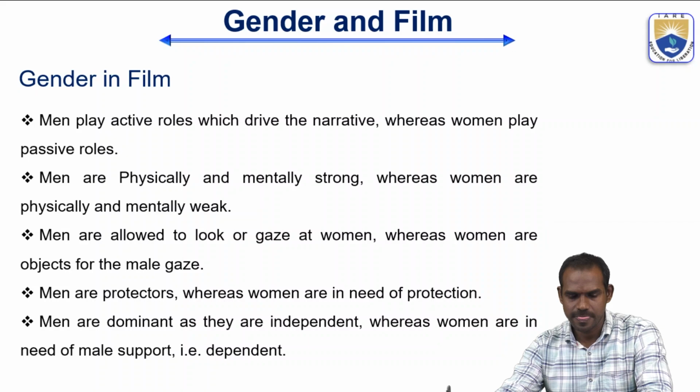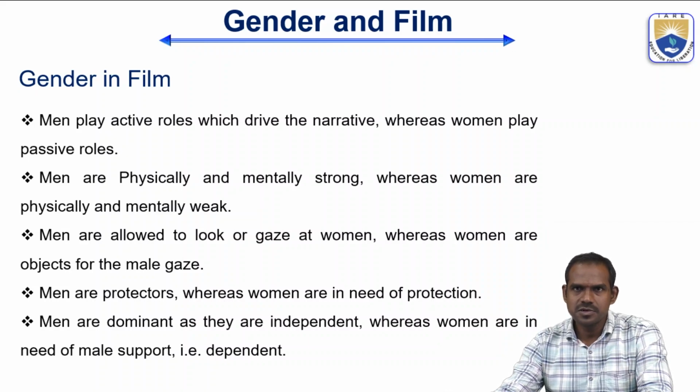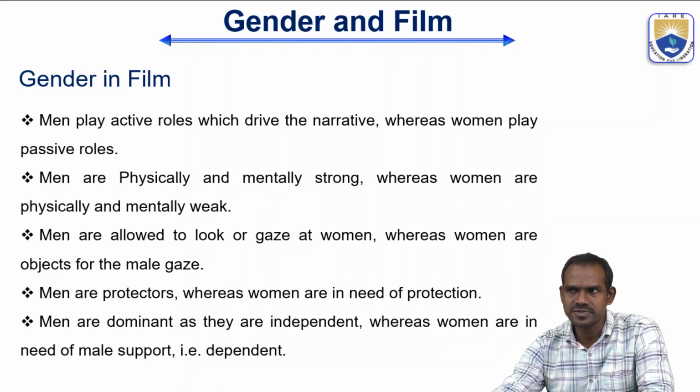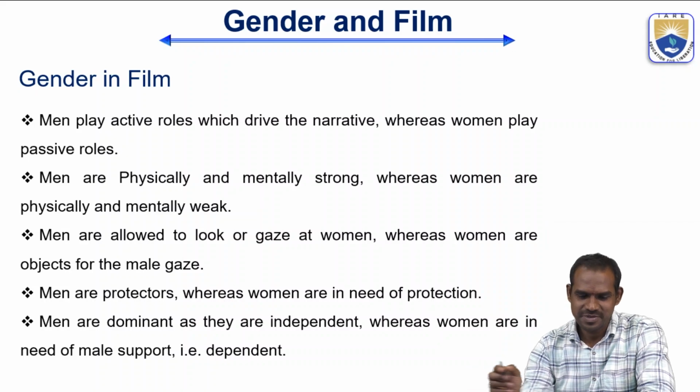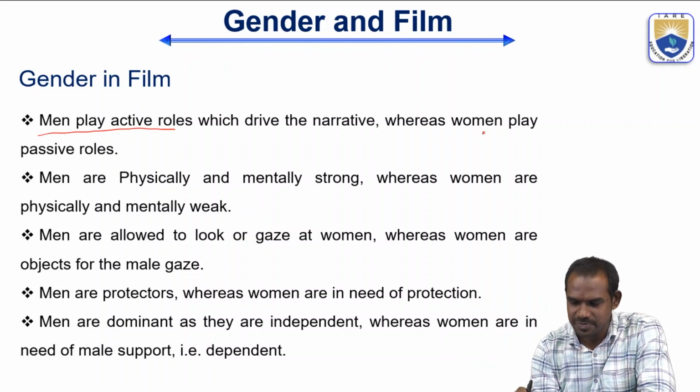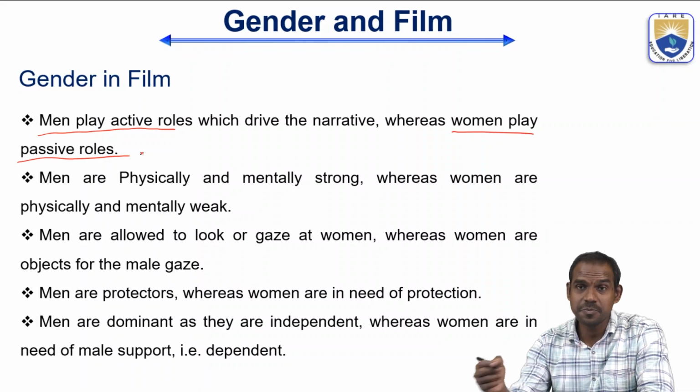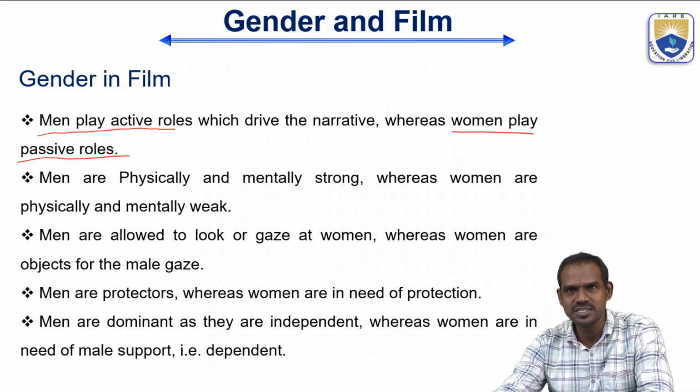Gender in film. How does gender act in film? As you know, there are two types of gender mainly, men and women. Men play active roles which drive the narrative, whereas women play passive roles. This is the perception of the society. This is not the actuality. So no woman should take it as personal. This is just the perception of the society.